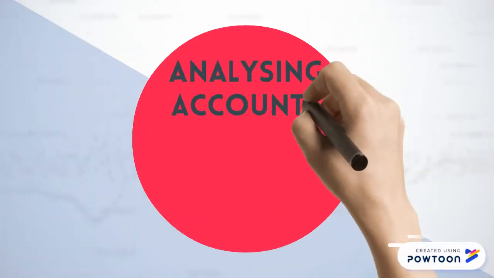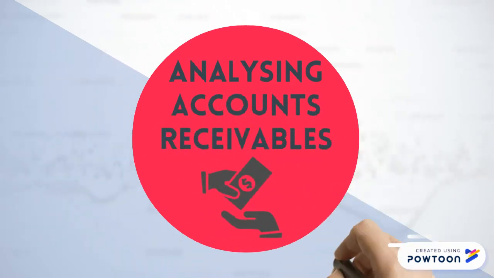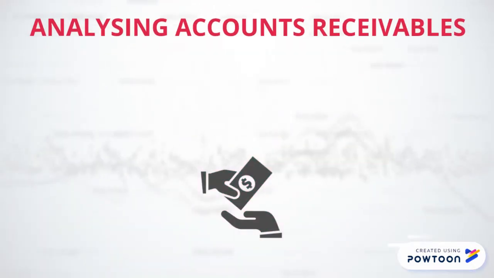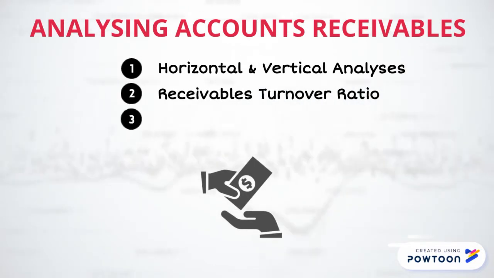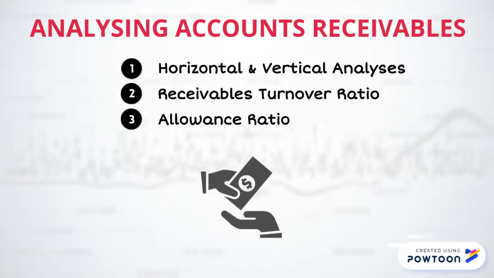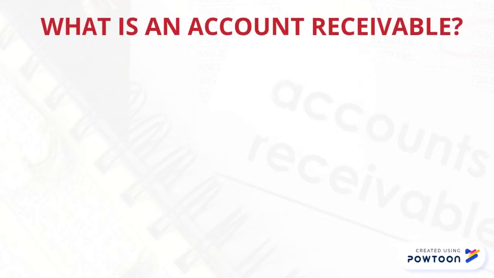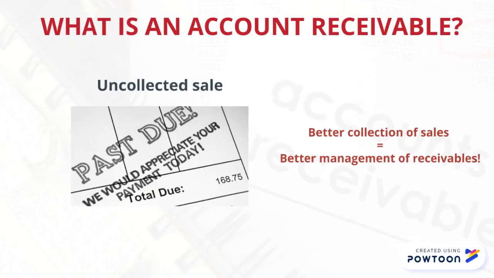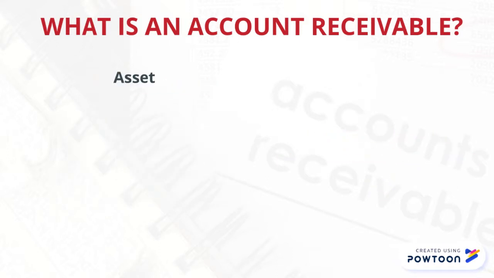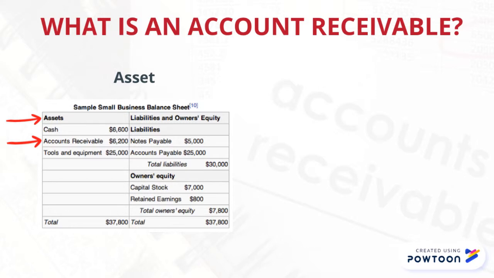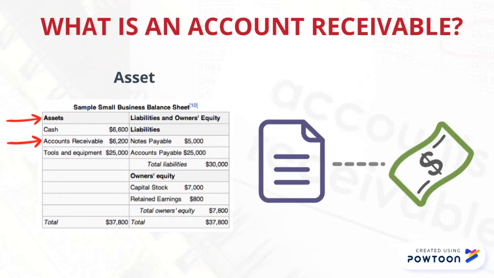Analysing accounts receivables. The ways to do so include horizontal and vertical analysis, as well as the use of both the receivables turnover ratio and the allowance ratio. A receivable is an uncollected sale, whereby better collection of these sales means better management of receivables. Therefore, a creditor of a business should be interested in how well the company manages its account receivables. It is also important to note that an account receivable is an asset, as displayed on the balance sheet, as it can be converted to cash at a later date.